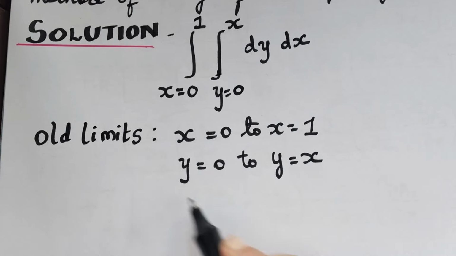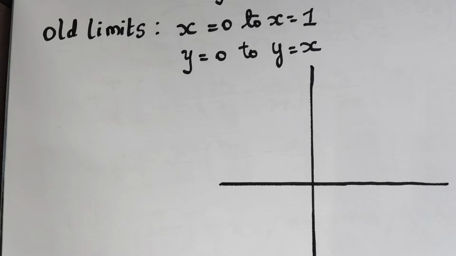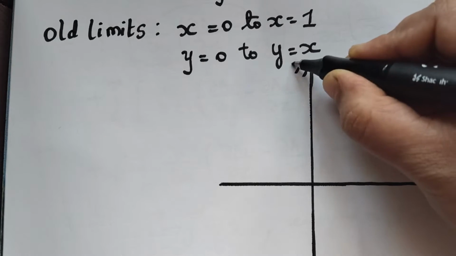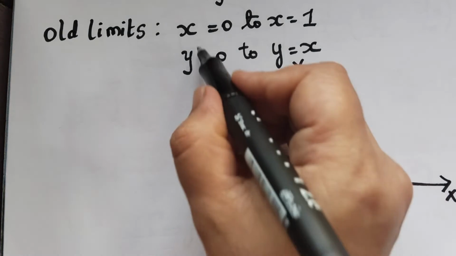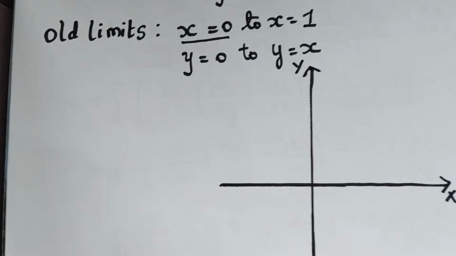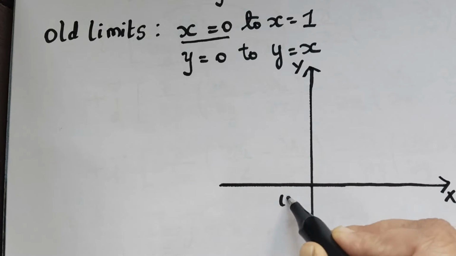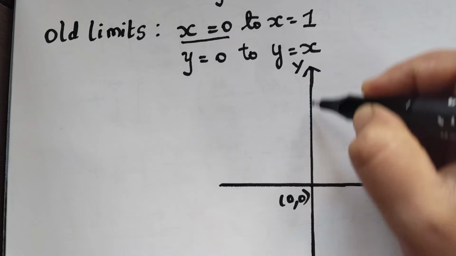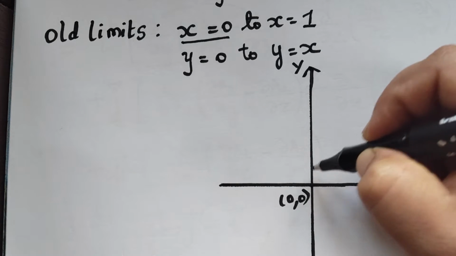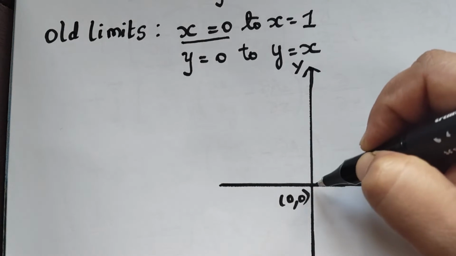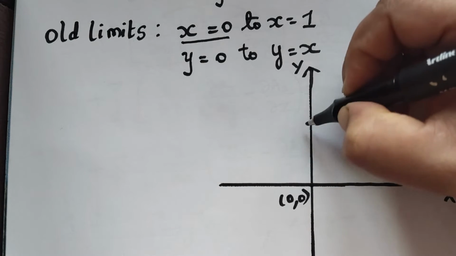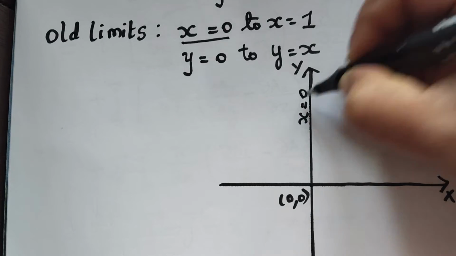Now we shall sketch this region in the graph. Here I have drawn the axes: this is the x-axis and this is the y-axis. After drawing the axes, first we have x equal to 0. We know that this is the origin, 0, 0. And where is the line x equal to 0? It is the y-axis. At every point of the y-axis, the value of x is 0. Therefore this line is x equal to 0.